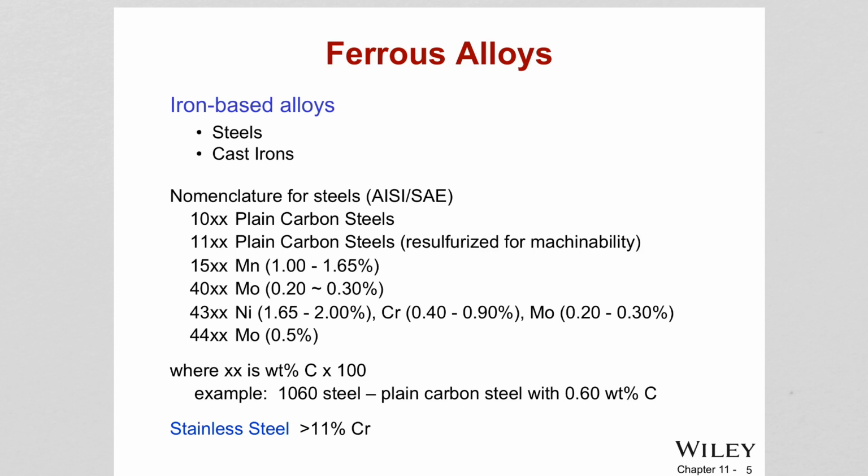And stainless steels will have high chromium content. This is because they have high corrosion resistance, and chromium provides the corrosion resistance. And as you can see, when we say stainless steel, they usually have chromium content bigger than 11%.